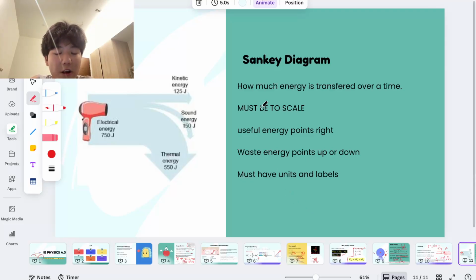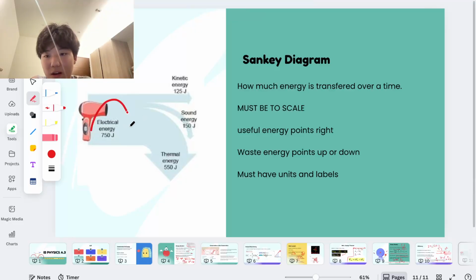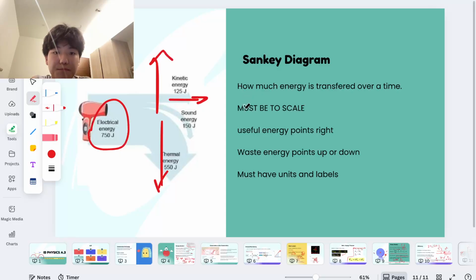And a Sankey diagram, it's pretty easy. It's just a representation of how your system transfers energy. So say a hairdryer, it's electrical energy, and the arrow pointing right is your useful energy. Pointing down or up is useless energy. It must be to scale, of course. As you see, 550 is a lot bigger than these two, and it's bigger because it's to scale, and it has to have units and labels. This is pretty easy.